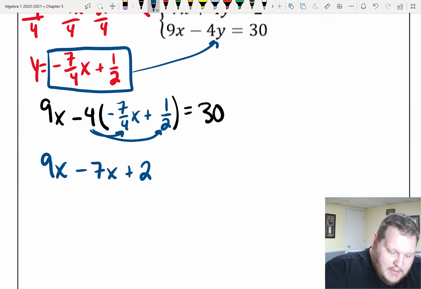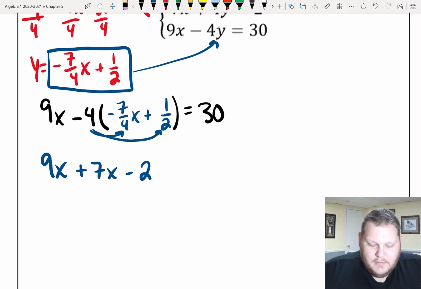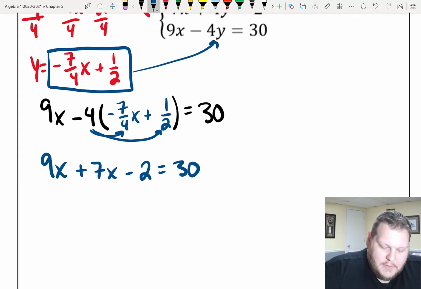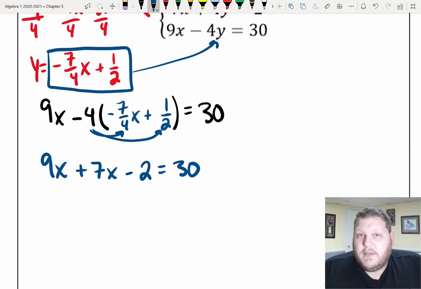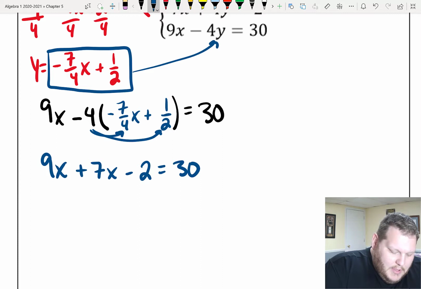4, which means this turns into a positive 7x, and that's a negative 2, right? Negative 4 times negative 7 over 4 becomes a positive 7x, and then negative 4 times a half is negative 2. That still equals 30, and now actually it does come out to be a little bit of a nicer answer. We had to deal with fractions for a little bit, but at least now we've got 16x minus 32, minus 2 equals 30.